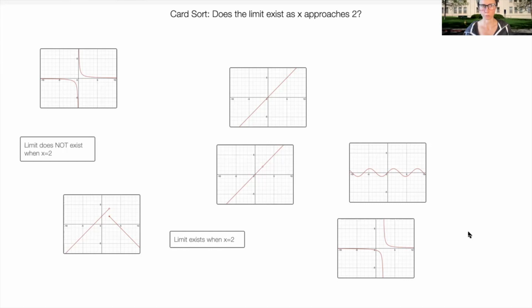In this video, we'll go over the card sort activity to find out which of these functions have a limit when x approaches 2 and which of these functions do not have a limit as x approaches 2.